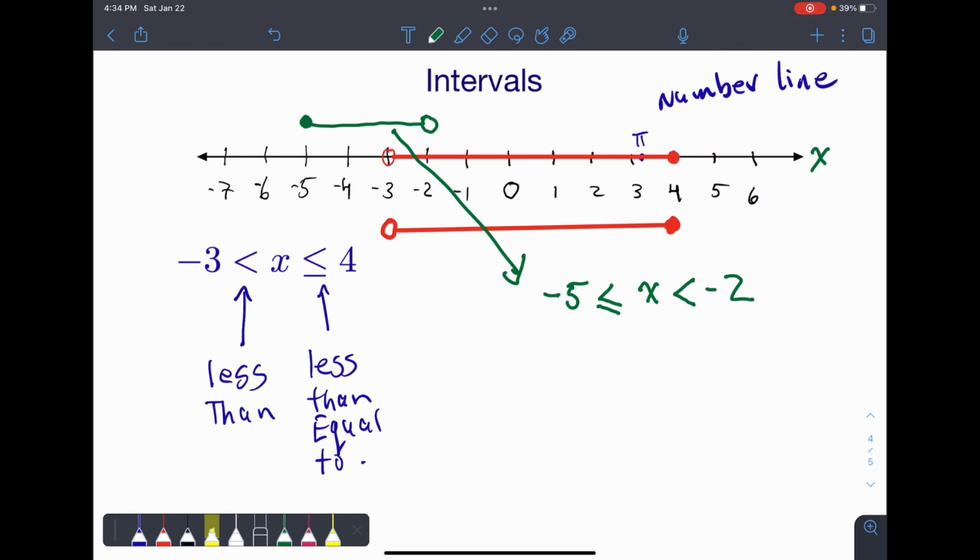Okay? So this is just a brief review on interval notation and the number line.